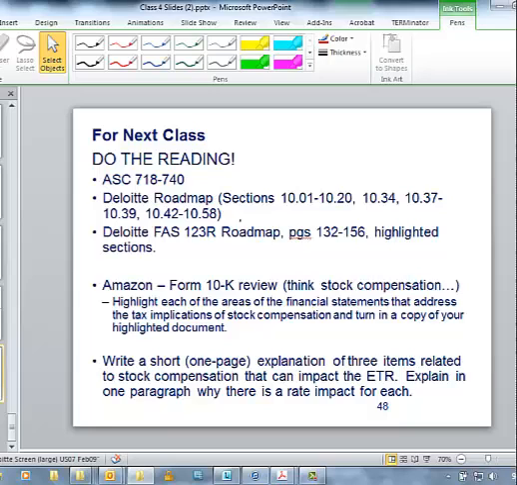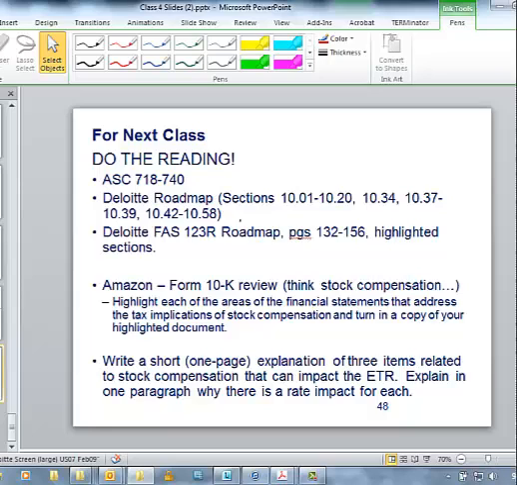Okay. All right, last piece for the homework. Write with words an explanation of 3 items. 3 items that relate to stock compensation that can impact your effective rate. The answer is there's way more than 3. So come up with at least 3.